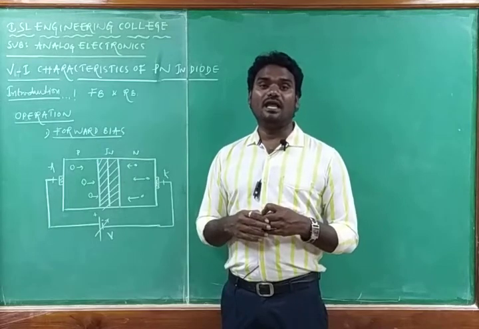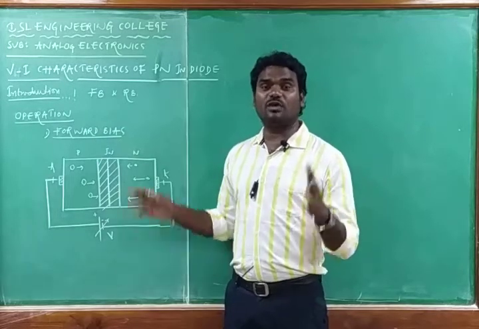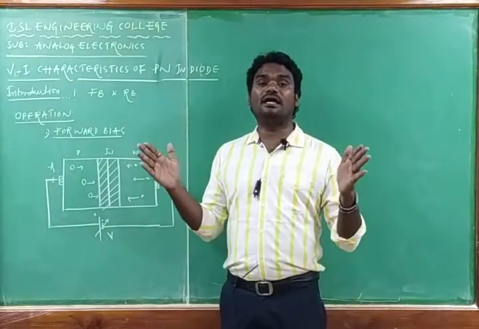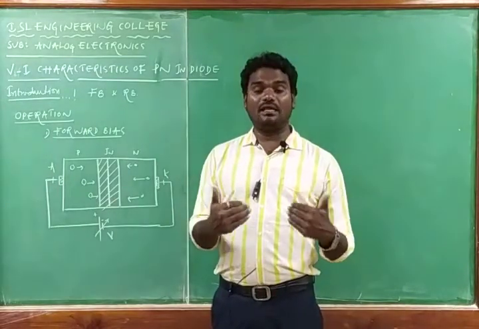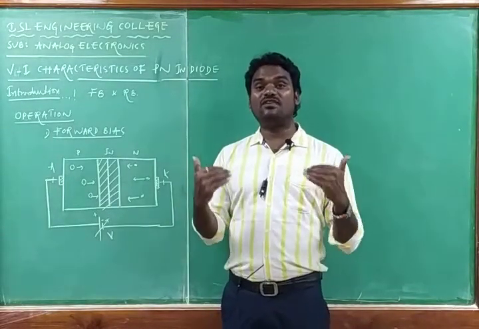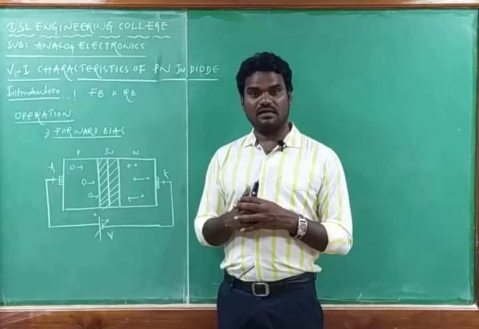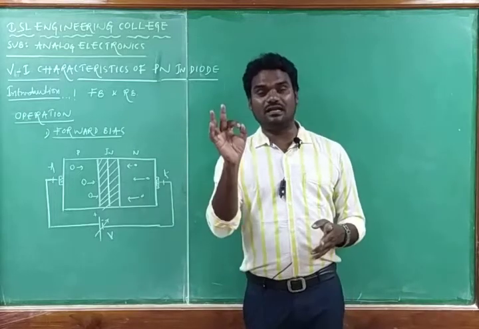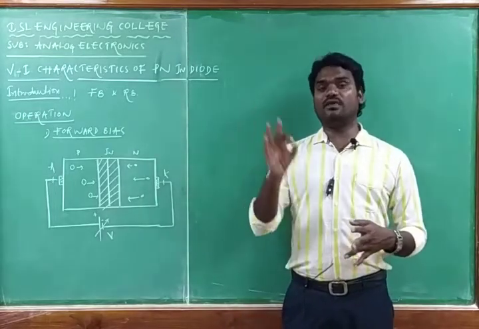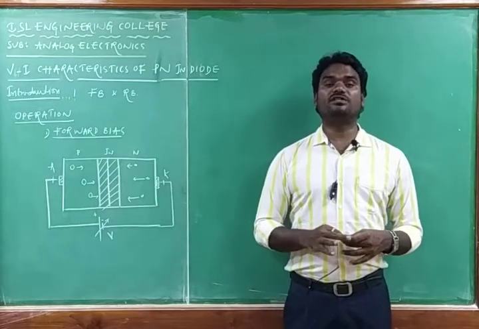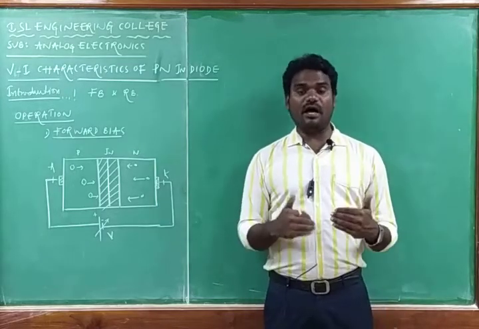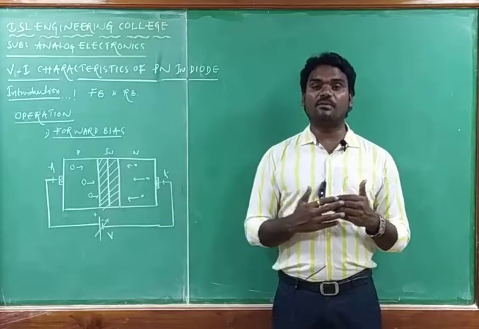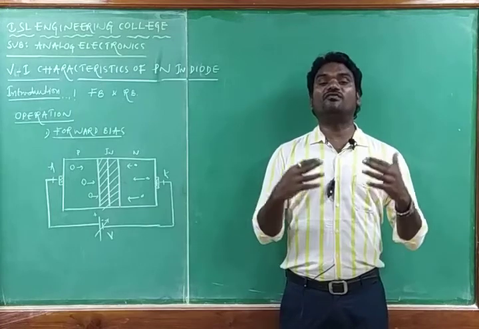At what voltage? The voltage at which the barrier potential is 0, or the voltage at which the complete depletion width has disappeared. From that point onwards, the diode is ready for current conduction. The voltage at which the diode starts current conduction is named the cut-in voltage. It is a very important definition from the examination point of view. You may be asked to define the cut-in voltage of a PN junction diode, and you have to answer that.